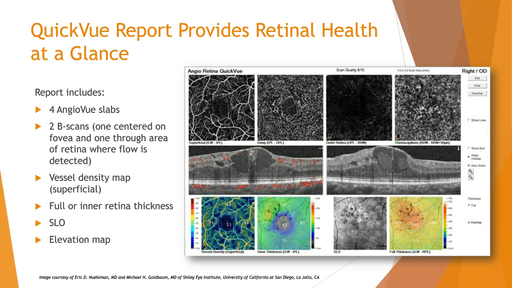There's calipers that aren't on this particular screen, but there's also calipers that show up that you can dynamically move through your B-scans and not be stuck with a stationary image. So really everything you need is available on this image.